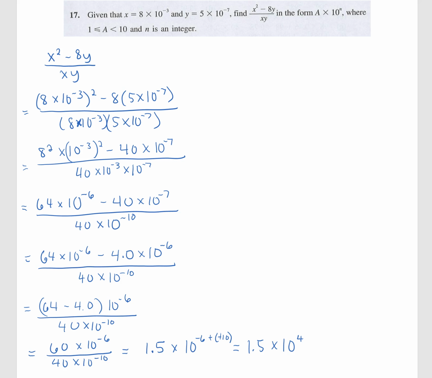Okay, and is this in the form that the question asks for? We do have a number that's greater than or equal to 1 and less than 10, and our n here is an integer, so great, we have our answer in the form the question asked for. So 1.5 times 10 to the power of 4 is the answer to question 17.